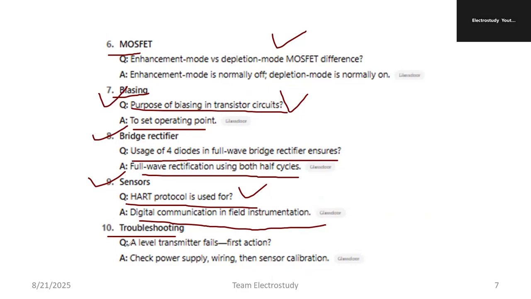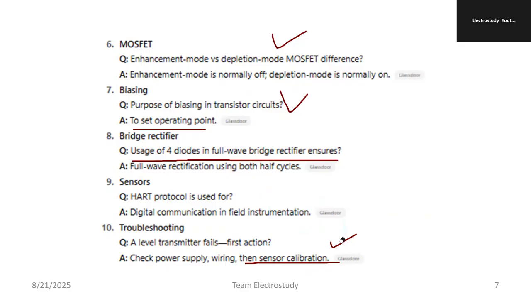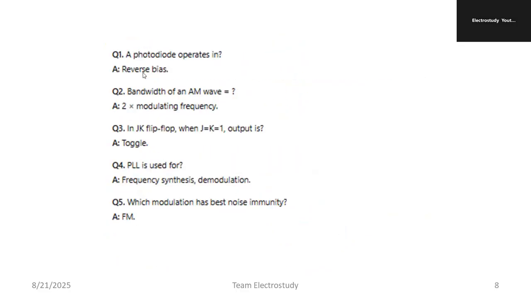Then next is troubleshooting. A level transmitter fails, first action: check power supply, wiring, then sensor calibration. Some kind of logical level questions also can be asked. You should be good in decision making, sometimes good in analysis. That is what they want to test you, right? Other one is, see, photodiode operates in which bias, either forward or reverse bias? It's reverse bias. Bandwidth of amplitude modulated wave is twice the modulating frequency. Kindly remember this relation. It is very, very important.